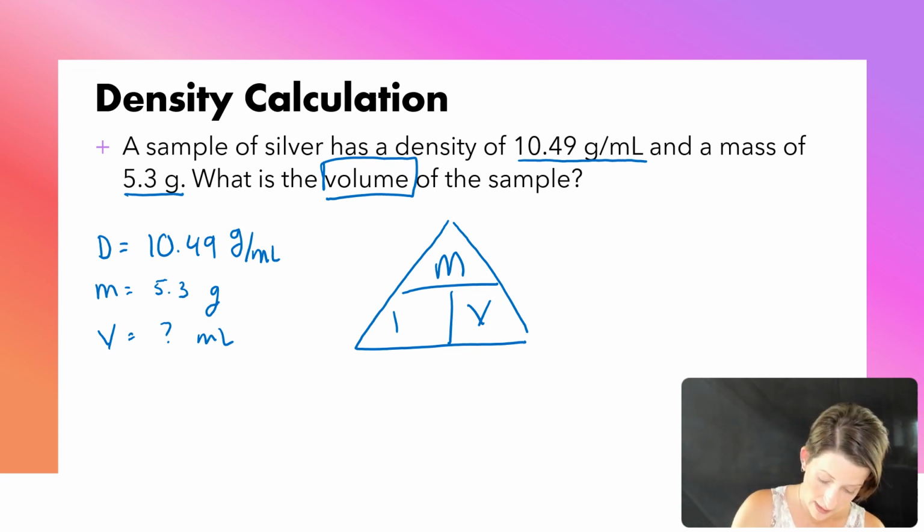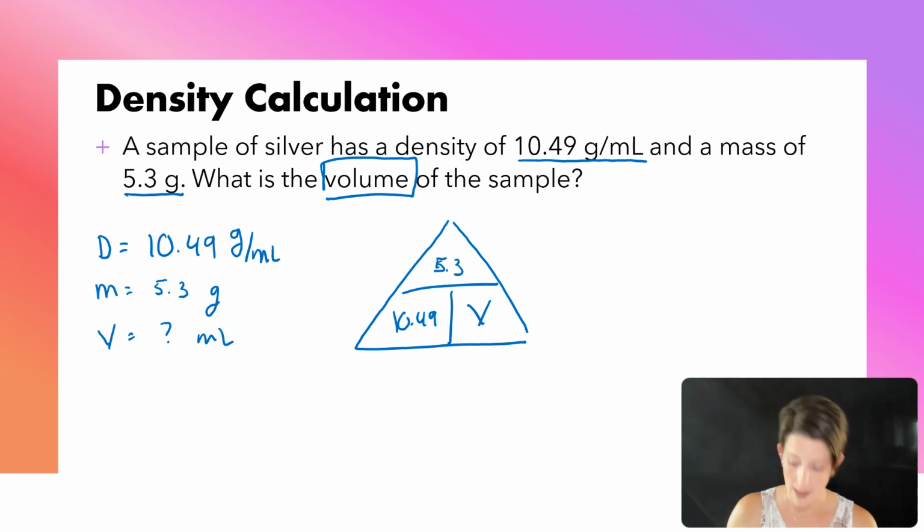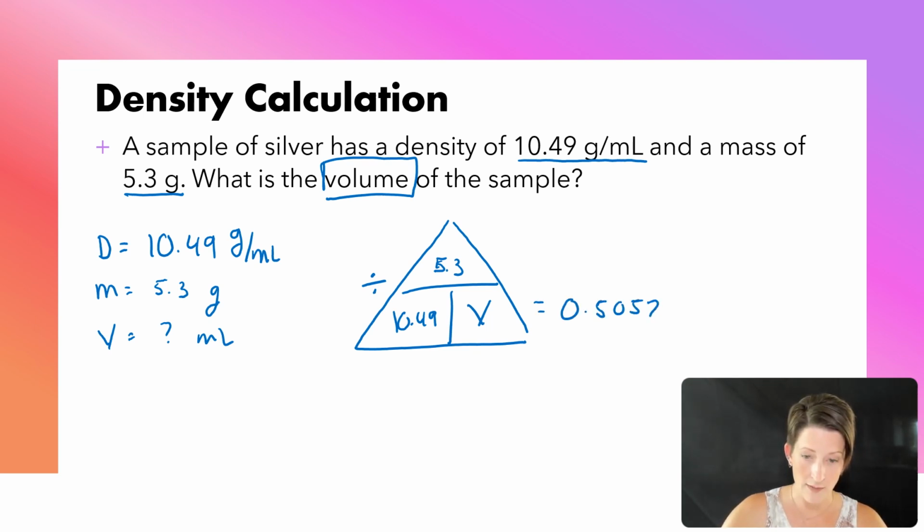I know my density is 10.49. I know my mass is 5.3. So I plug in my numbers. The horizontal line means to divide. So I'm going to take 5.3 divided by 10.49. And I get 0.50524 and so on.